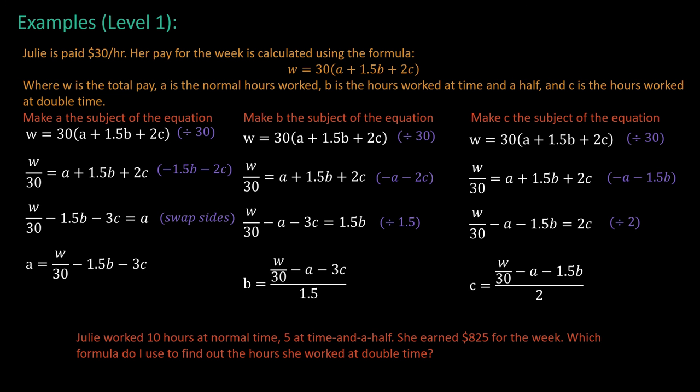So Julie worked 10 hours at normal time, 5 at time and a half. She earned $825 for the week. Which formula do I use to find out the hours she worked at double time? So for this, we're going to look back at that yellow text up the top. We need to figure out what represents what. So W is the total pay. A is the normal hours worked. B is the hours worked at time and a half. And C is the hours worked at double time. We want to know how many hours she worked at double time. So we want the equation which has C as the subject. So we're going to use that last one that we just found.